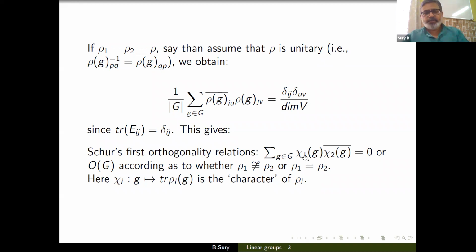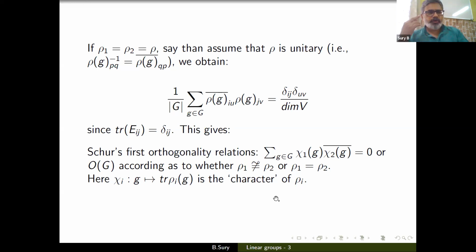Remember, chi1 of g by definition is the trace of rho 1 of g, g going to trace of rho 1 of g, that function is chi1. So these conditions simply become equal to 0, and there is a 1 by order of G which you can take to that side. So this sum is equal to 0 or order of G according to whether rho 1 and rho 2 are not isomorphic or equal. This is called the first orthogonality relations.